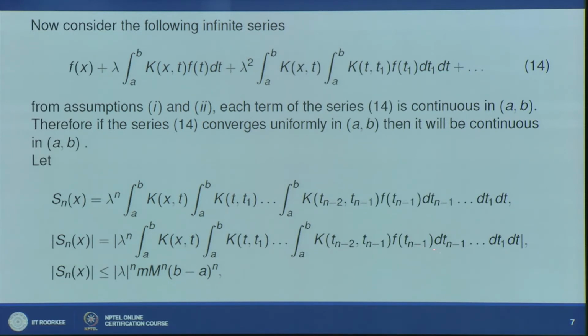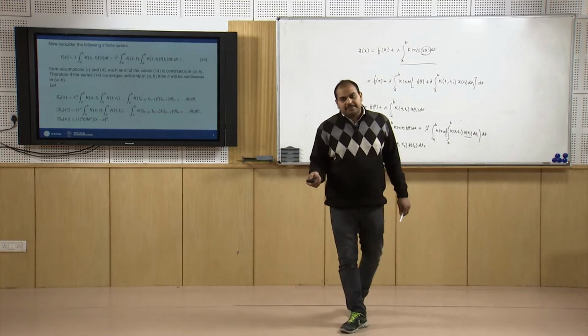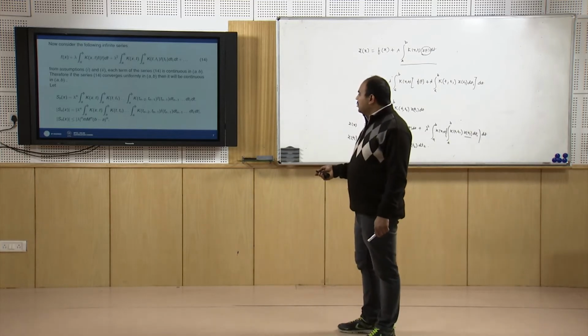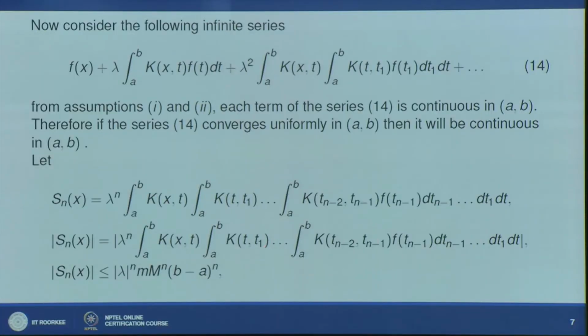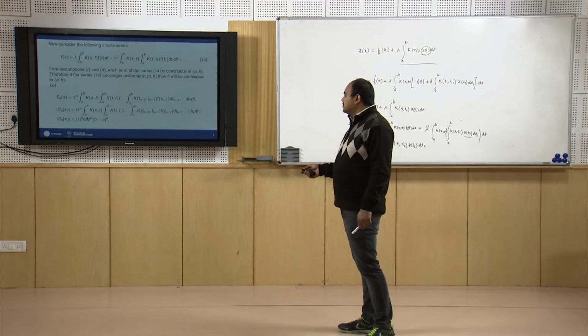So I can take that upper bound here. This kxt is bounded by capital M. So I can write that small m is taken out and capital M for this term and every term here. If you look here, each t, t1, t2, x, everything lies in this interval a to b. So it means I can utilize the upper bound of kxt, which is given by capital M.